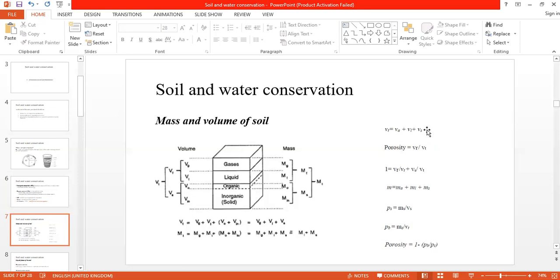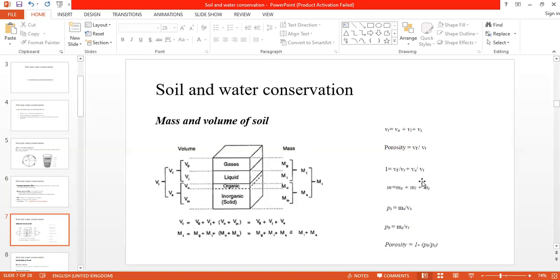So it means that one minus porosity is equal to the volume of the solid phase. This is because when you add porosity plus the ratio of the solid to the total volume, the answer should be 1. So you can manipulate the two. So that's about the volume. Volume will relate mostly to the porosity.